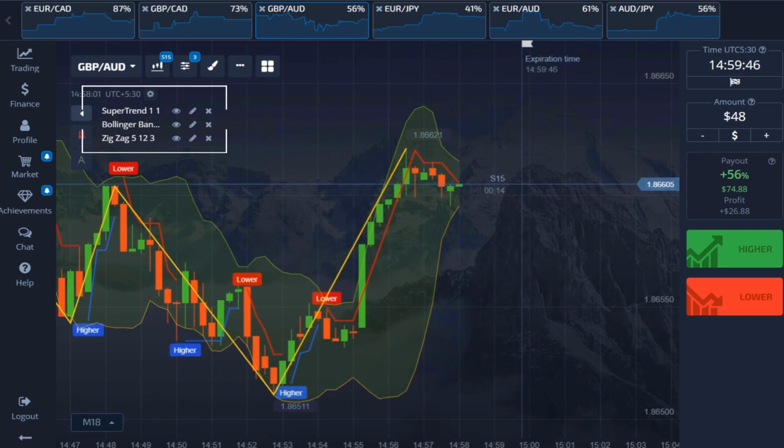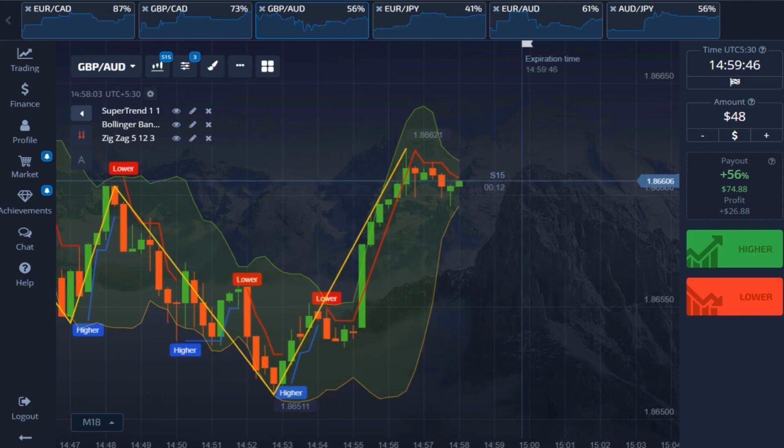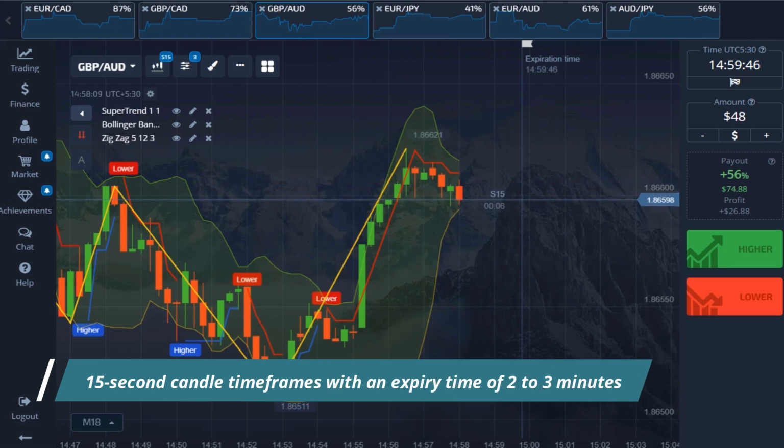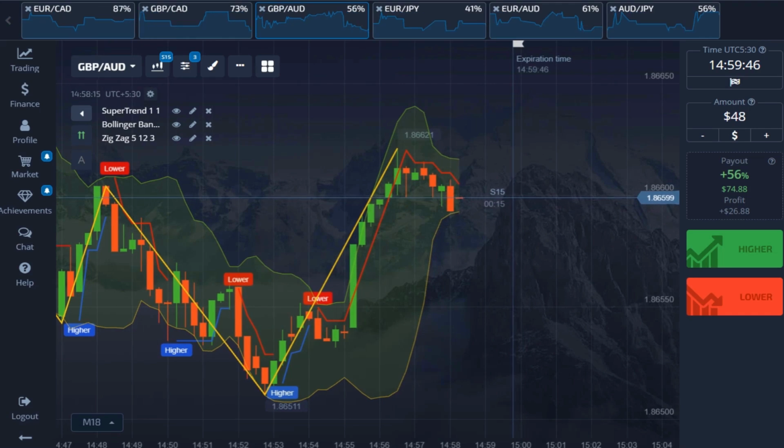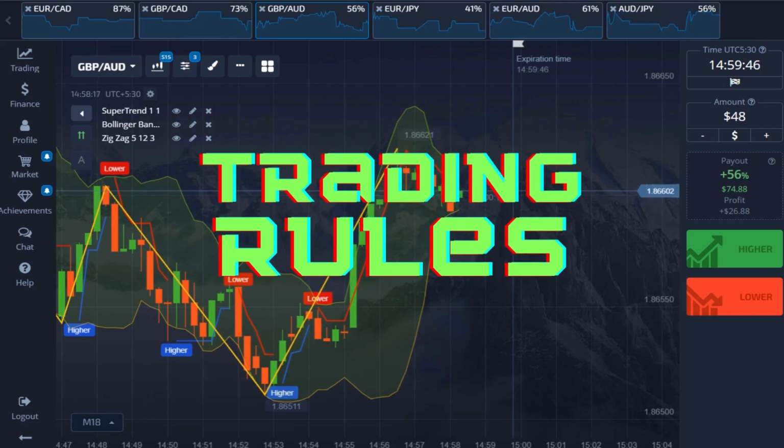But here's the catch. To make this strategy super effective, you'll need to fine-tune the indicator settings. Don't worry, I'll reveal the exact settings later in the video, so stick around till the end. For this strategy, we'll use 15-second candle time frames with an expiry time of 2 to 3 minutes. Now, let's break down the trading rules.